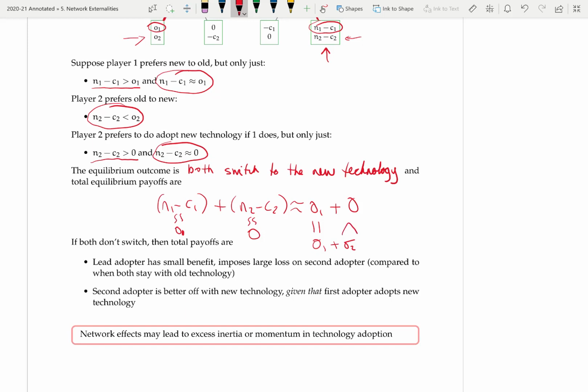So in the equilibrium, the lead adopter, because they slightly prefer the new technology to the old, adopts the new technology, but this imposes a large loss on the second adopter. So the lead adopter slightly prefers the new technology, the second adopter greatly prefers the old technology, and so we end up with a situation where the total payoffs are lower in the equilibrium where the technology is adopted than when they stuck with the old technology. And this is because of these network externalities, which mean that the second adopter will follow the first adopter. So the first adopter has forced their choice on the second adopter for a small benefit to themselves, but a large cost to the second adopter. So this is excess momentum. The technology is adopted even though overall payoffs are higher when it's not adopted. So network effects may lead to excess inertia or excess momentum in technology adoption.